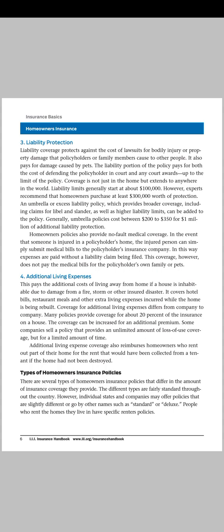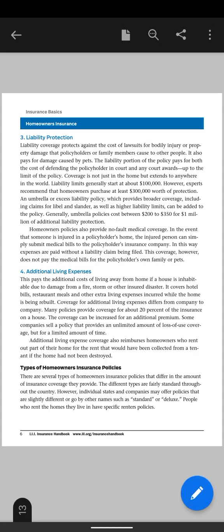Some companies sell a policy that provides an unlimited amount of loss of use coverage but for a limited amount of time. Additional living expenses coverage also reimburses homeowners who rent out part of their home for the rent that would have been collected from a tenant if the home had been destroyed.